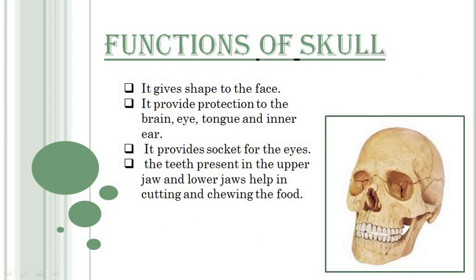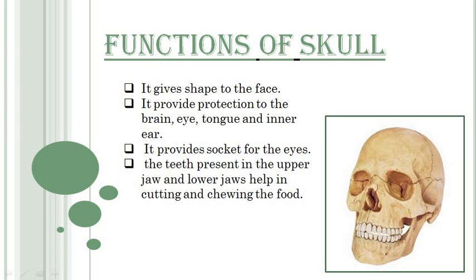The functions of the skull are: first, it gives shape to the face. Obviously, due to the skull only we humans have a definite shape. And as you have read, these bones protect the delicate organs of our body. So the skull provides protection to the brain, so that if there is any injury or accident, the brain is protected because our skull is very hard. It also protects our eyes, tongue and the inner part of the ear.